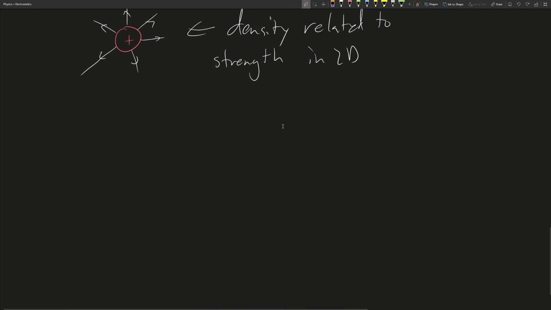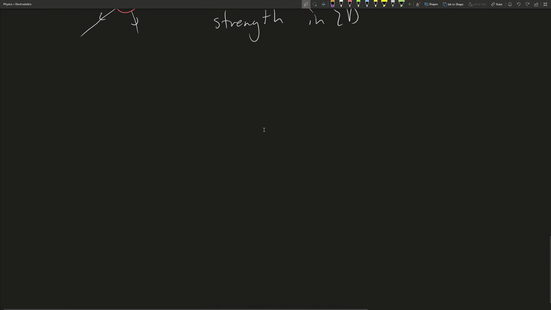Okay, so now let me give some examples of drawing electric fields. Like we saw before, when you have a positive charge here, you have electric fields that go straight off of this charge and perpendicular. So this is what field lines for a positive charge could look like.